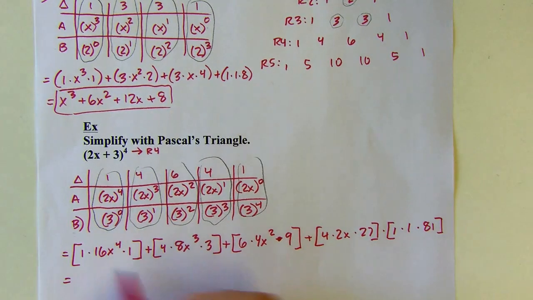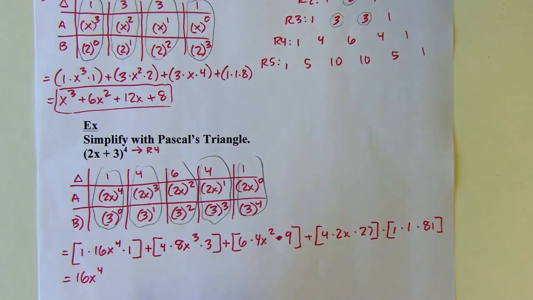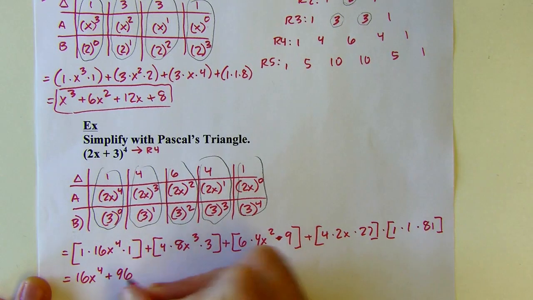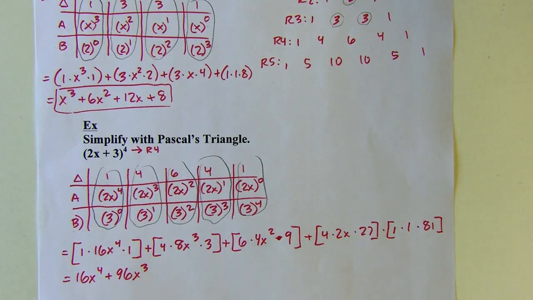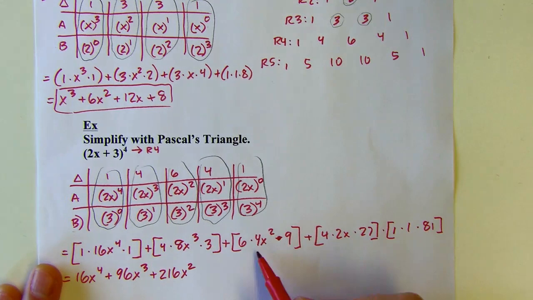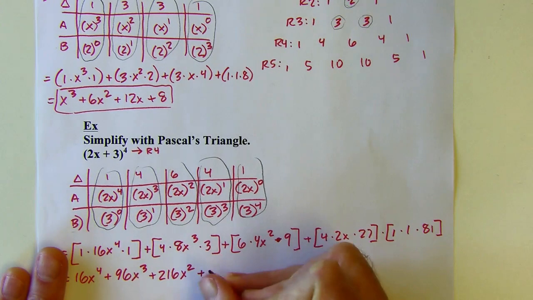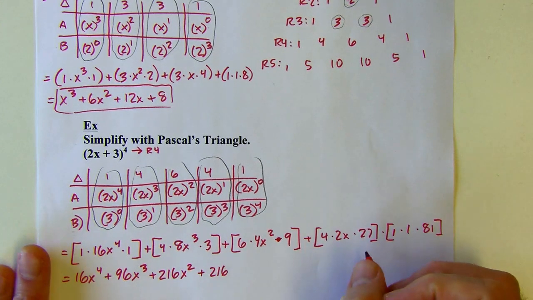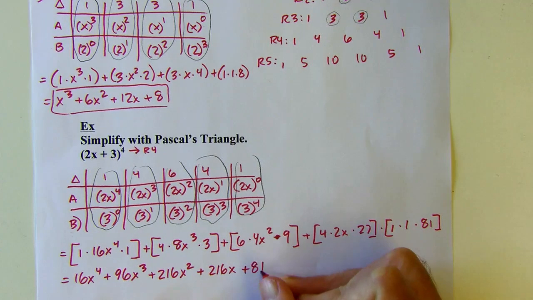Okay, and then I start simplifying this. So that first term is 16x to the 4th. Next up, I'm thinking 4 times 8 times 3. So that would be 32 times 3, which gives me 96x to the 3rd. 6 times 4 times 9 is 216. That's x squared there. And then this is going to be 4 times 2 times 27, so 8 times 27 comes out to 216 again. And that was for the x term, and then 1 times 1 times 81 is 81.